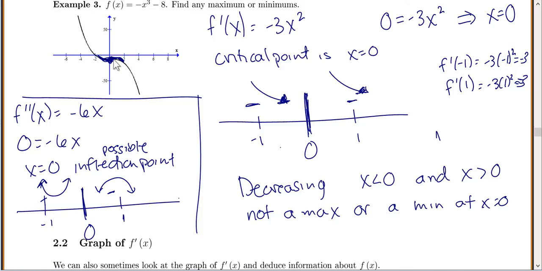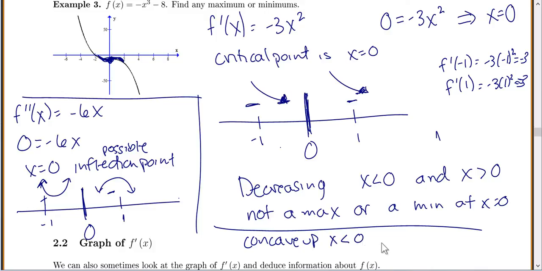We were kind of an up U shape, and then we changed to a down U shape. So concave up for x less than 0, concave down for x greater than 0, and that gives us an actual inflection point because we changed concavity. We have an inflection point at x equals 0.